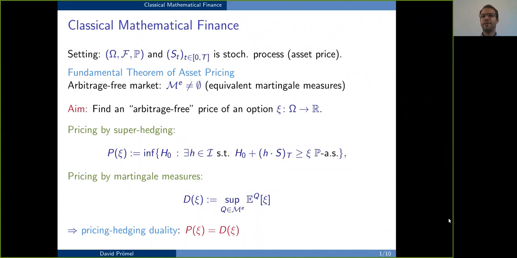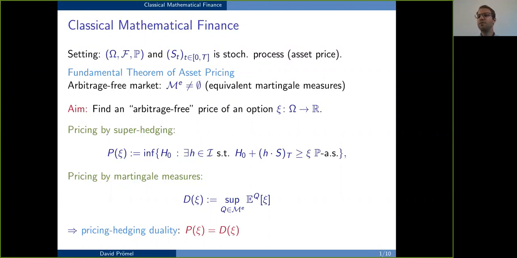So in classical mathematical finance, one likes to model the price evolution of some assets by a stochastic process on an underlying probability space. And then if the market or the model is arbitrage free, it is known by the fundamental theorem of asset pricing that the set of equivalent martingale measures is non-empty. Right? So there you already see that martingale measures arise.